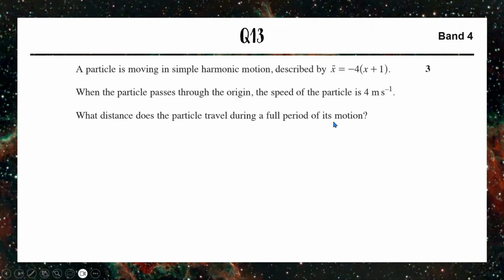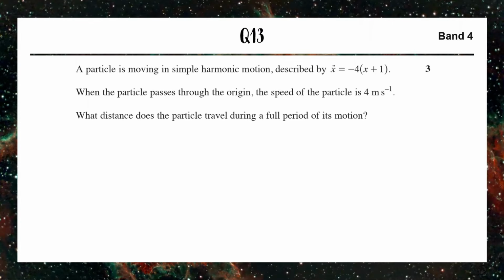Okay, if we want to find the total distance traveled during a full period, we need to know where our center point is, and we need to know how far up and down we're going, because this simple harmonic motion is just a wave. So we're just trying to find our amplitude so we can then calculate our wavelength, I suppose. So let's get some information.